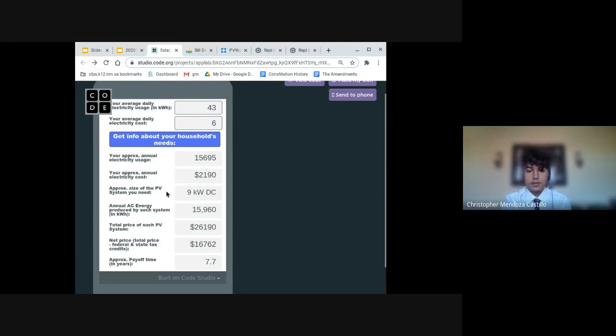Our app calculates annual electricity usage and cost. It also displays the size of the PV system for this household, the total and the net price, which means the total price minus federal and state income tax credit, and it also shows the payoff time, or how many years it will take to pay off the system from what the homeowner saves on utility bills.